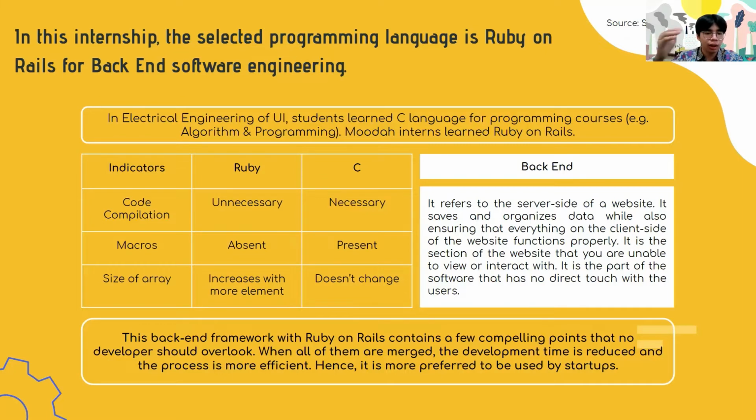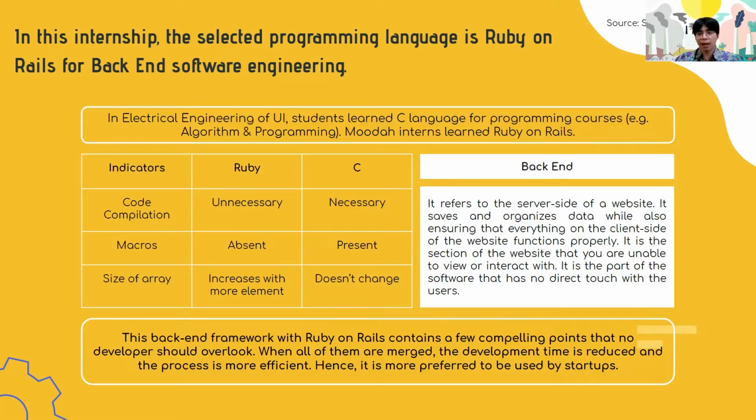Why? Because there are 3 indicators here: the code compilation, macros, and size of array. In Ruby, code compilation is unnecessary, macros are absent, and the size of the array increases with more elements put into it. Meanwhile, C is just the opposite, which makes Ruby much easier. C is actually a bit more difficult to use, but it operates much faster, and the iteration can be a lot more than in Ruby, right?